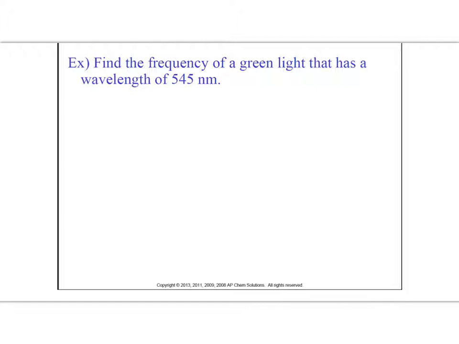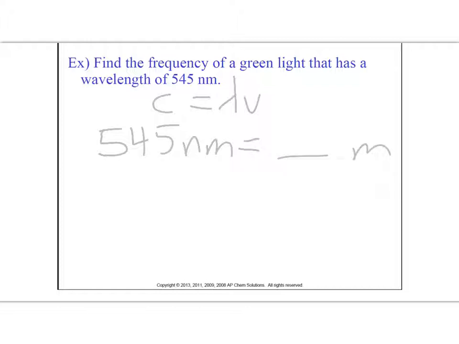Here's a little practice problem for us. Find the frequency of green light that has a wavelength of 545 nanometers. We're going to use the formula from the last slide, c equals lambda v. We are also going to need to change these nanometers into meters so that we can use this formula with the speed of light that we have been given. Now I want you to pause the video for a minute or two while you see if you can work this out, and we will talk about the answer when you get back to class on Wednesday. Thanks a lot.